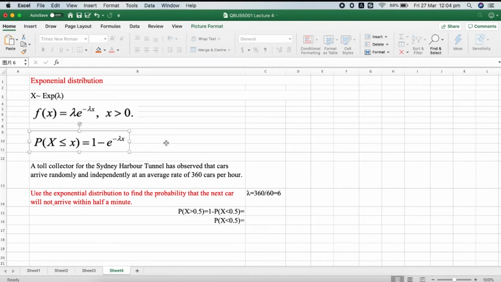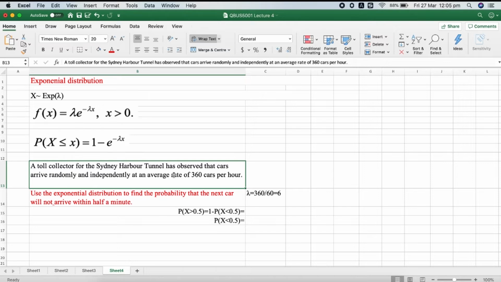Okay, let's see how to use the exponential distribution to solve the questions in Excel. The question is from your lecture slides. If you haven't read it before, you should pause this video and read it first. The question here is: use the exponential distribution to find the probability that the next car will not arrive within half a minute.